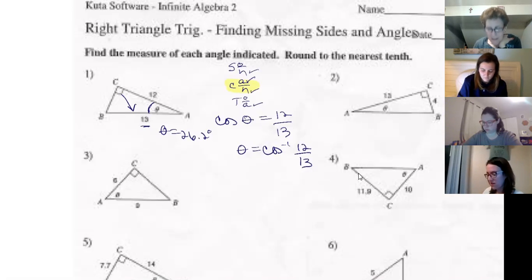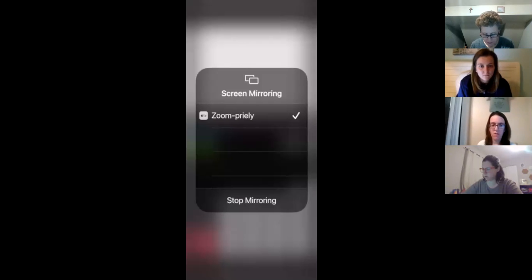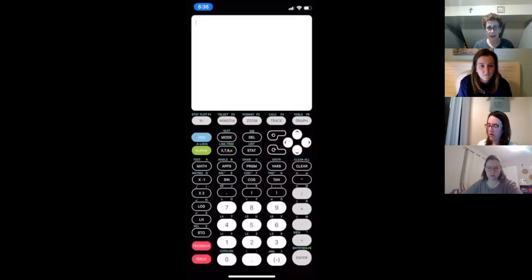Oh, and I have a great idea. Let me try to mirror my cell phone. So I'm going to stop sharing here, and then I'll try to mirror this cell phone instead of my iPad. Yep, it did it. Okay, so this is my calculator on my phone.